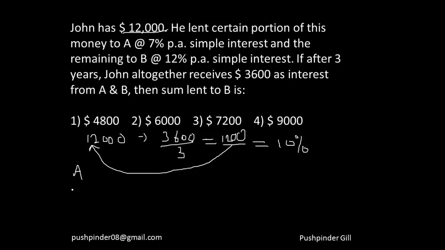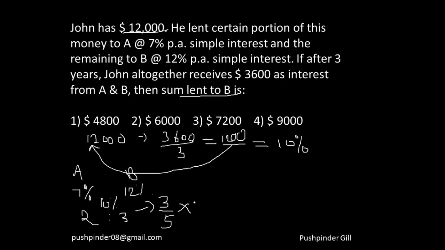So overall he received a 10% rate of return. In the diagram from the previous slide, A was invested at 7%, the money in B was invested at 12%, and overall he got a 10% return. That means it will be in the ratio 12 minus 10 is 2, and 10 minus 7 is 3. You don't need to worry about the negative values, just take the modulus, always take the positive value. That means the money was divided in A ratio B as 2 ratio 3. Now he is asking what is the sum lent to B. The part of the ratio lent to B was 3 by 5, and 3 by 5 of 12,000 gives the sum given to B. If you calculate it, it comes out to $7,200. So you see how easy the question became.